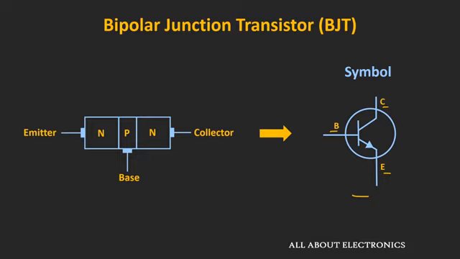On the other hand, if you see the symbol of the PNP transistor, then it is similar to the NPN transistor, but here the direction of the arrow will get reversed. So now the current will flow from the emitter towards the base region.